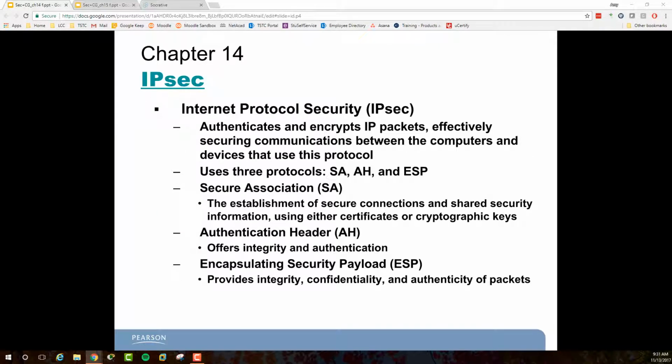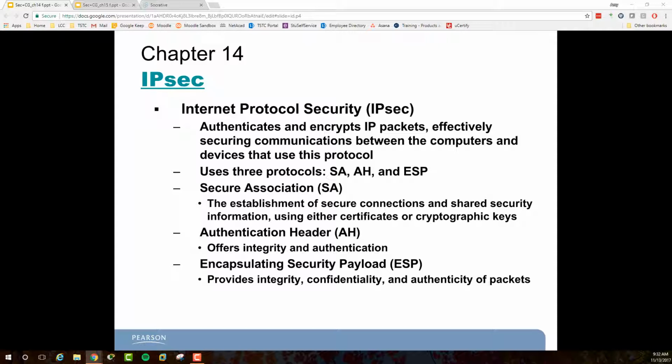Now, IPsec, a lot of times if you're looking at job descriptions of security analysts or network administrators, they always want familiarity with IPsec. It's most widely used when it comes to authenticating and encrypting IP packets. So if you're transmitting over a network and you want security, you want the encryption to occur, you use IPsec or Internet Protocol Security. There's a Professor Messer video on that.